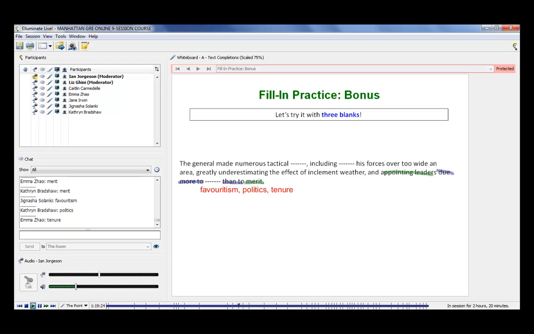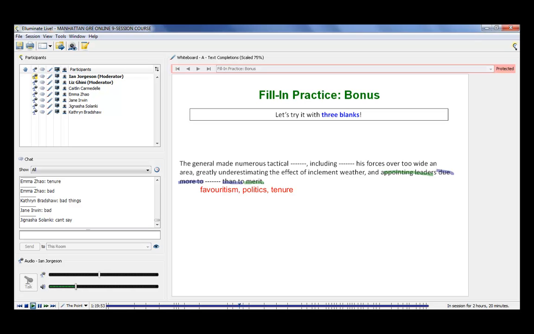Okay, now that we know that's in place, is the general making numerous tactical good things or bad things? So we've got a couple of people saying bad. Jignasha saying can't say for sure yet. Okay, let's go to the second blank then. A couple of people saying bad, but a couple of people saying can't say for sure. We'll come back to that.